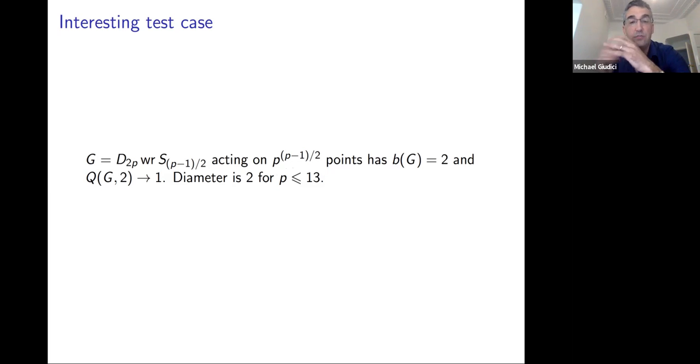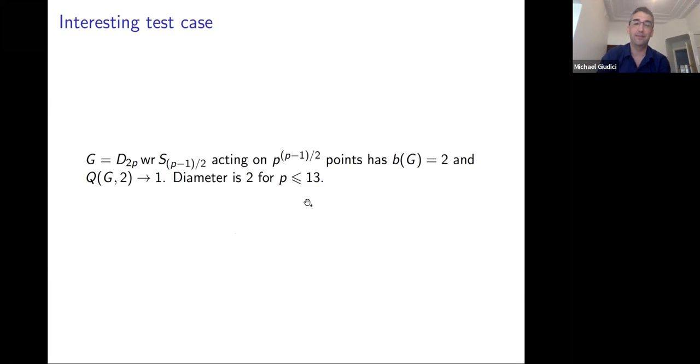Now, computationally, we could check that for p at most 13, the diameter is 2, but at that point the computer gives up for the next prime. The next prime is what, 17? And then it becomes too hard to check just on the computer. But we feel, again, this would be a very interesting test case for the conjecture, right? And especially if the conjecture holds for this family of graphs, then we would be even more confident. Well, we're confident because we're willing to make it a conjecture, but in some sense, we feel this would be a very good test case for it.